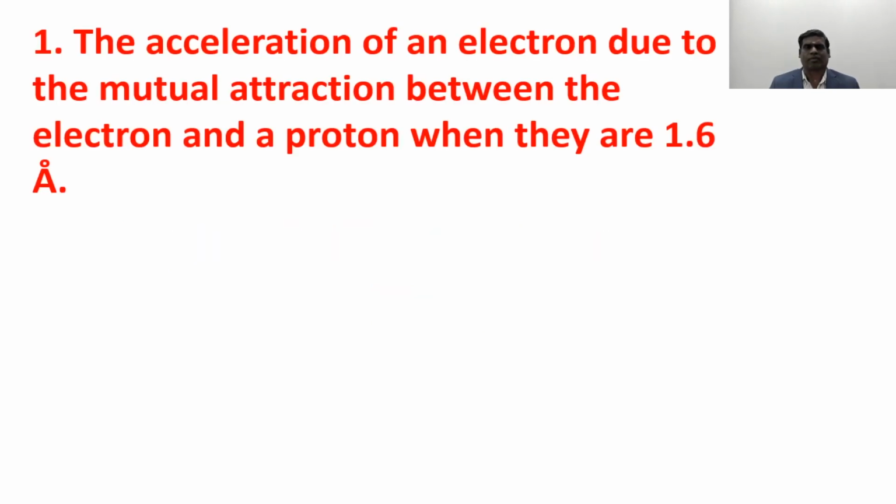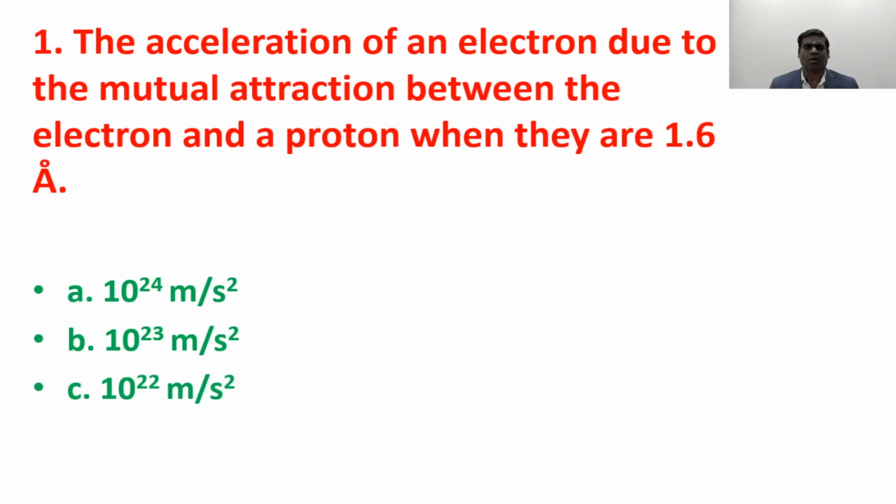First problem. The acceleration of an electron due to the mutual attraction between the electron and a proton when they are 1.6 Angstrom apart is: Option A, 10 power 24 meter per second square. Option B, 10 power 23 meter per second square. Option C, 10 power 22 meter per second square. Option D, 10 power 25 meter per second square.